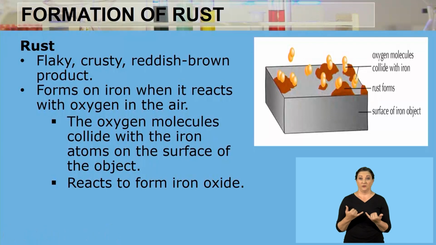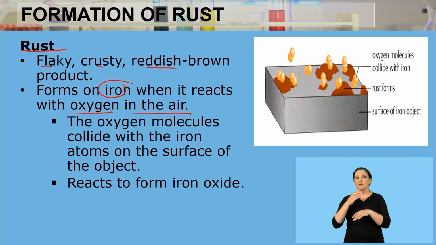So to begin with, we need to understand what rust is. It is a flaky, crusty, reddish brown product, and it forms on iron when iron reacts with oxygen in the air. Now, the oxygen molecules in the air collide with the iron atoms on the surface of the object. So that reaction is going to produce the iron oxide.